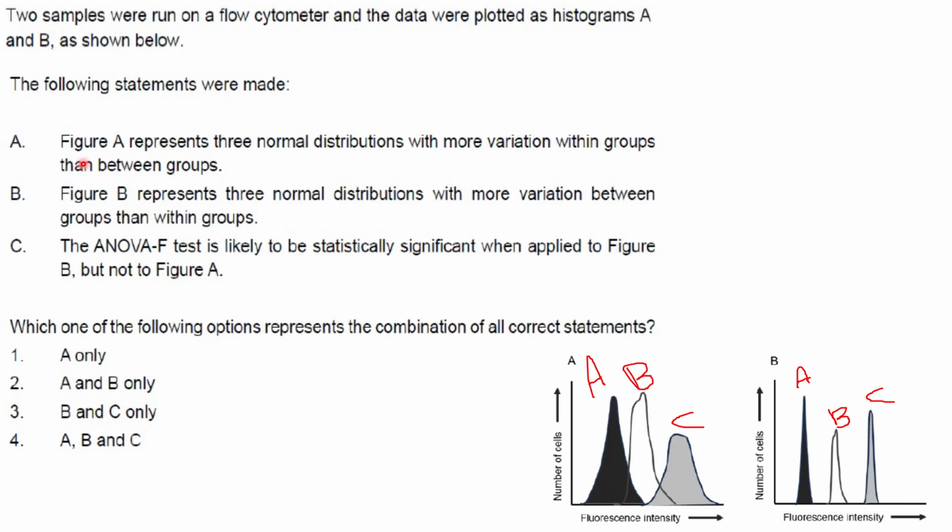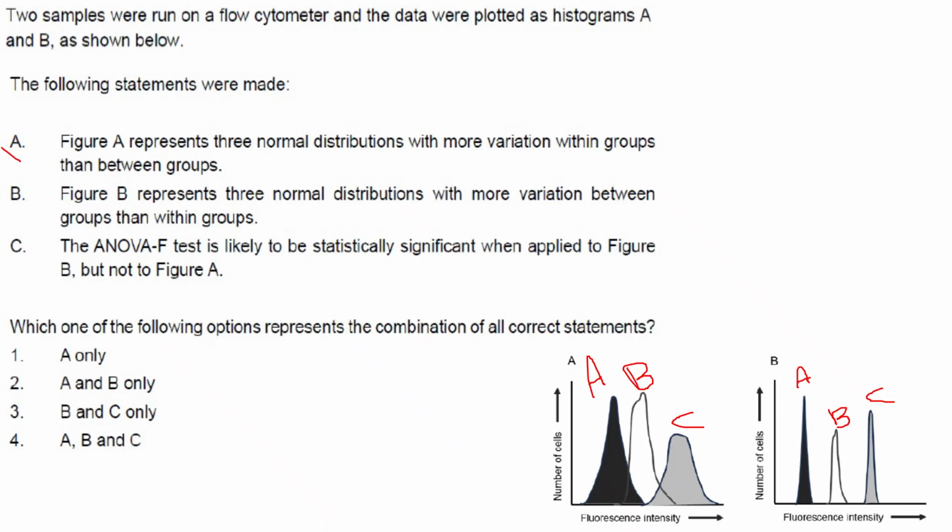Okay, now read the statement. Figure A represents three normal distributions. Yes, since it is a bell-shaped curve, it is a normal distribution curve with more variation within the group. You can see more variation within A itself, or within B group, or within C group than between groups. Between A and B there is less variation, because overlap is there between the groups. So there is more variation within groups than between groups. So statement A is correct.